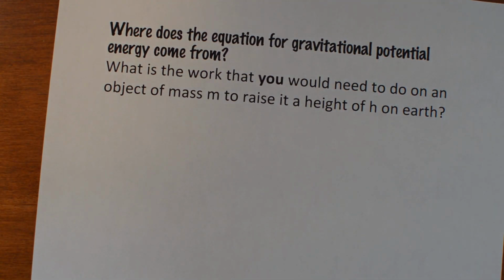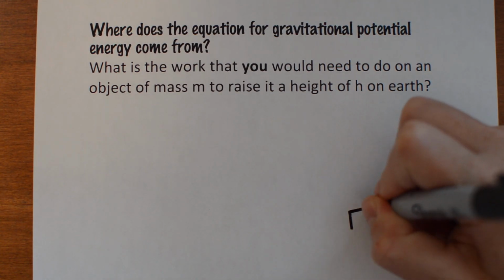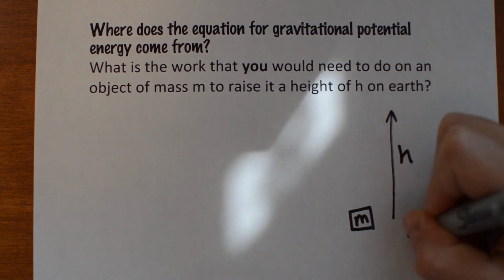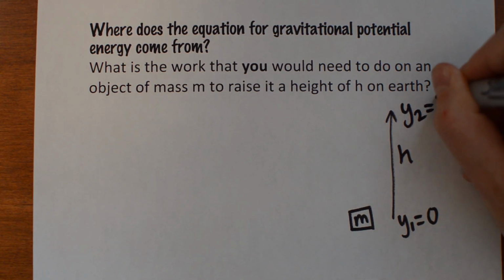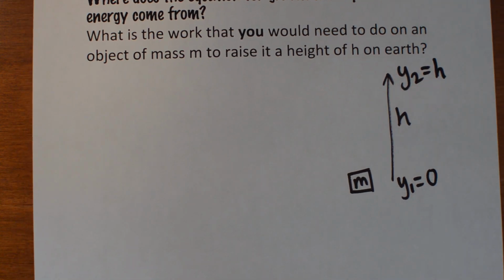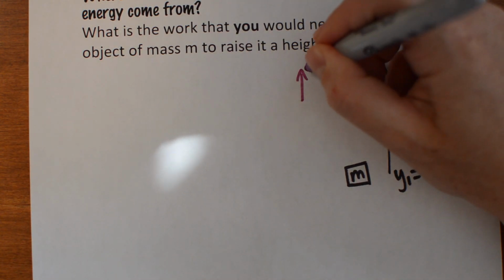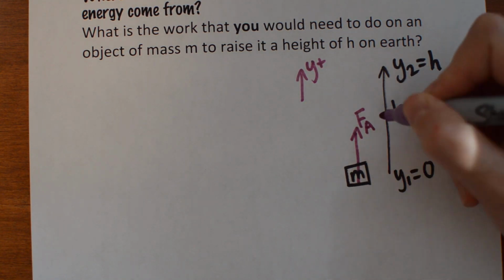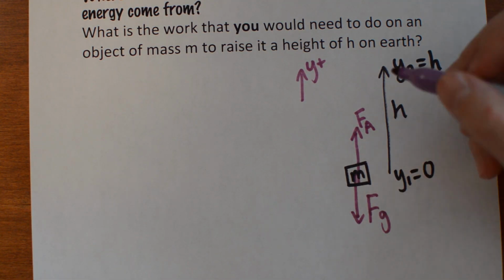Now, to actually derive the equation for gravitational potential energy, we're going to use work. We're going to use the work done to raise an object of mass m some height h. So our y1 will be 0, it'll be on the ground initially, and we're going to get up to a y2 of h. We're going to assume we raise it at constant speed, so our free body diagram will look like this. We'll make up positive in our coordinate system, there'll be an applied force, Fa, and a gravitational force, Fg, and those forces should balance out.